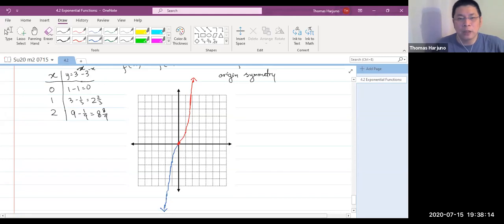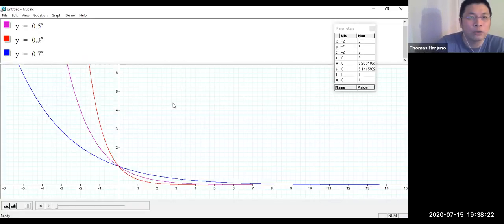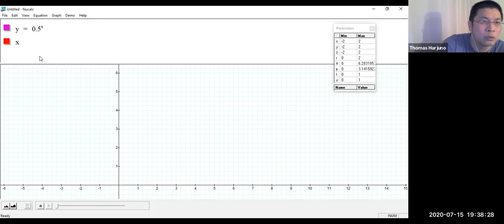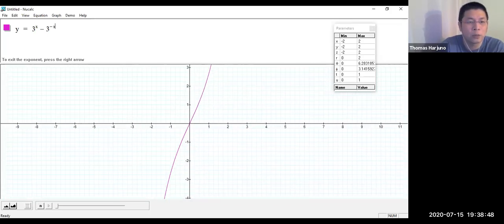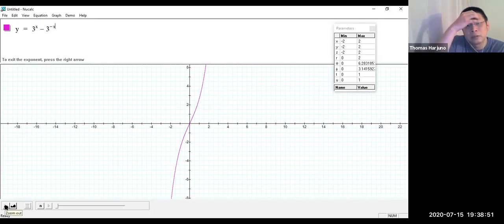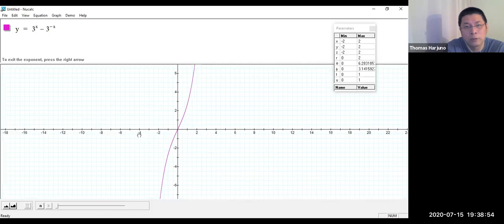Let's see what happens if we see the graph using our graphing software. Yeah, I want to know what it looks like too. Precisely, it looks like this. We have 3 to the x minus 3 to the x. Okay, at least we can confirm that we have origin symmetry. Right? Yeah, we can confirm that we have origin symmetry.